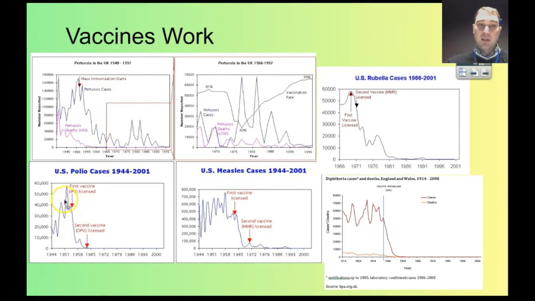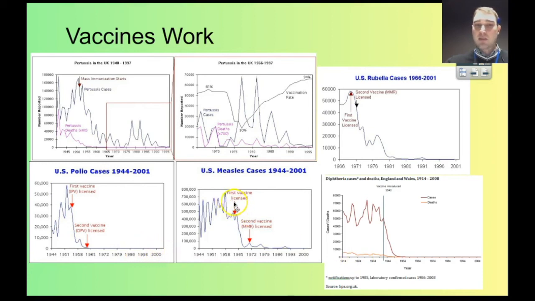Down here we have polio, so there's two polio vaccines. The first one had to be injected. The second one was an oral vaccine, which you just take a sip of a liquid. When the injected one was introduced, we see this massive drop, and then when the oral vaccine came in, we get this huge drop down to pretty much close to 0 cases worldwide now. We almost eliminated polio from the earth.